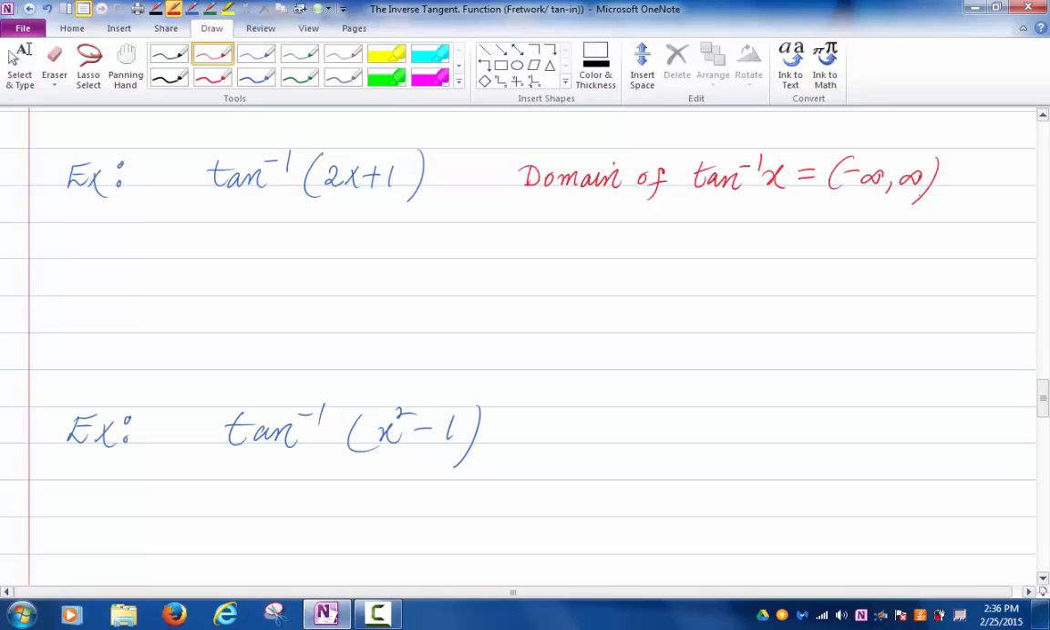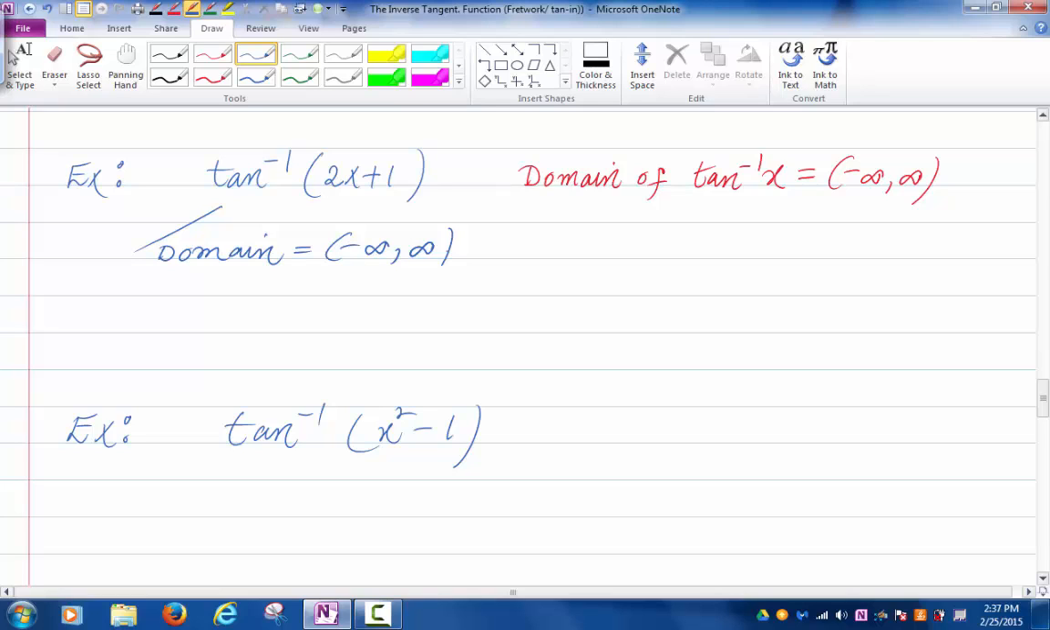The answer is yes, because if x is any real number, what is 2x plus 1? It's just another real number. And can I apply tangent inverse to that? Yes. Tangent inverse can be applied to any real number. Right? So I can take x to be any real number, because tangent inverse can be applied to any real numbers. So the answer is the domain here is all real numbers. All real numbers.